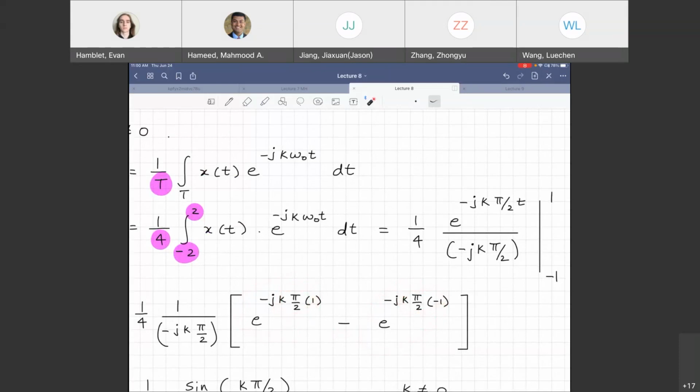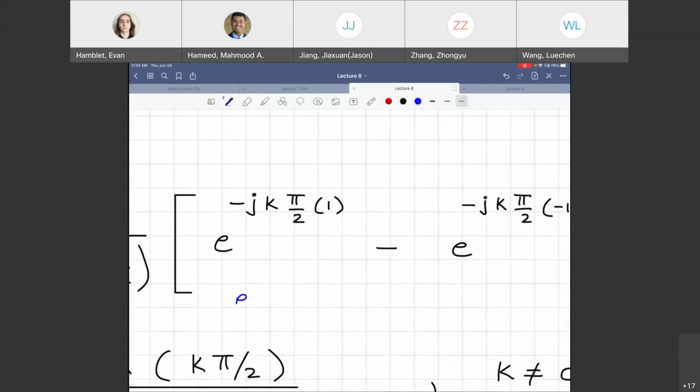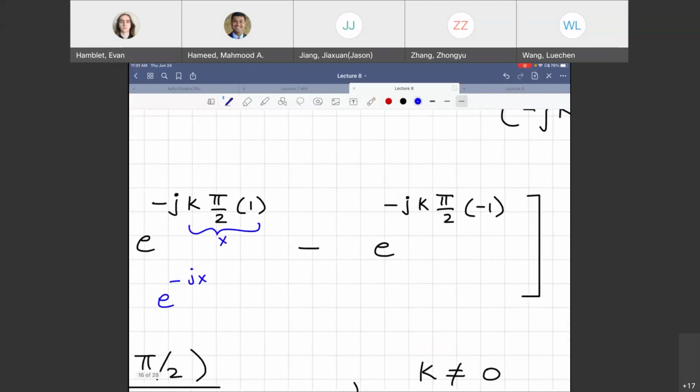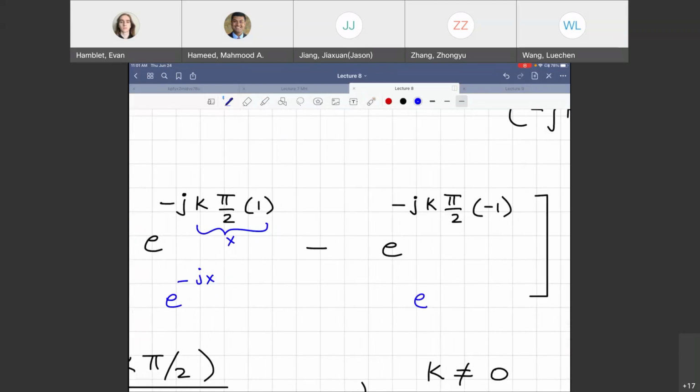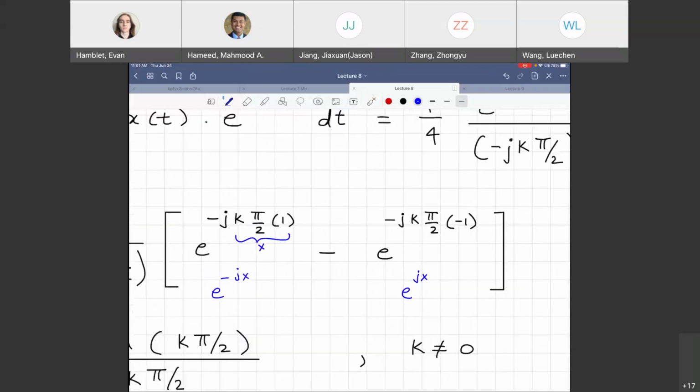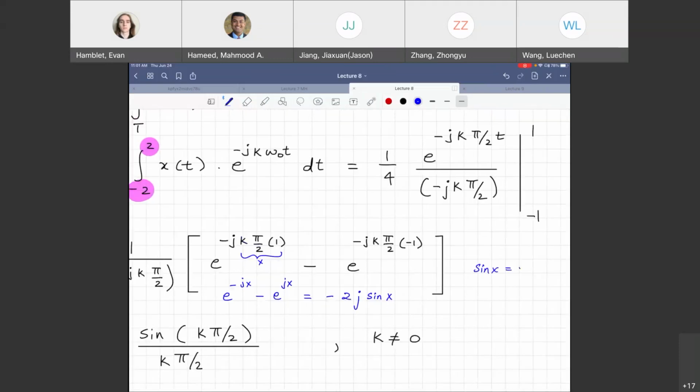What is that? If you look at this, you see e to the minus jx, where I'm saying this guy is x, and this is e to the plus jx. So I'm literally doing e to the minus jx minus e to the jx. So what is that equal? Negative 2j sine x. You have simply used this: sine x equals e to the jx minus e to the minus jx divided by 2j. You simply use that for this.